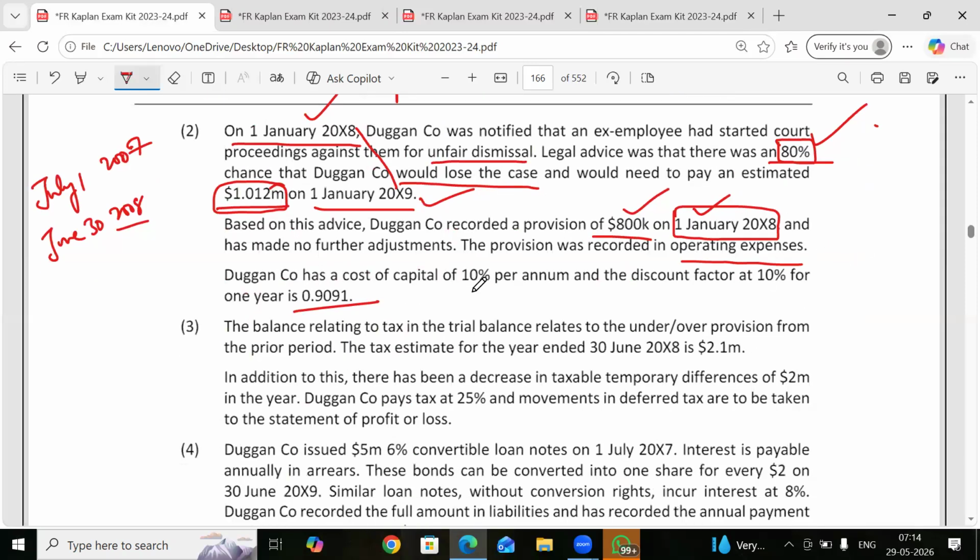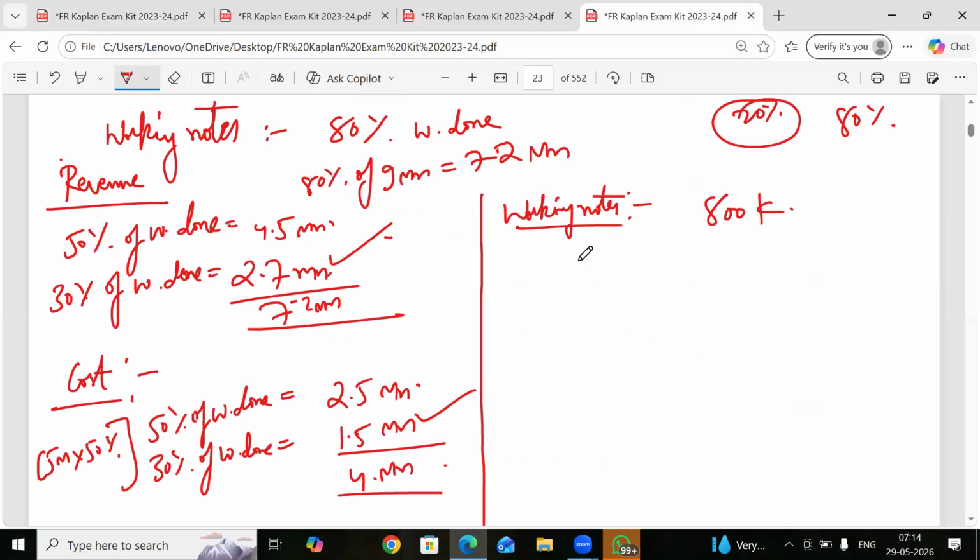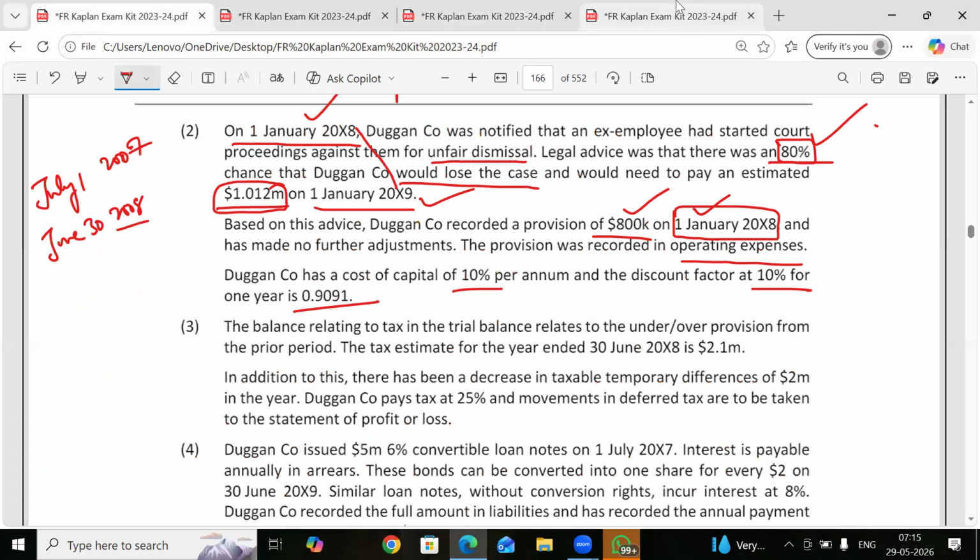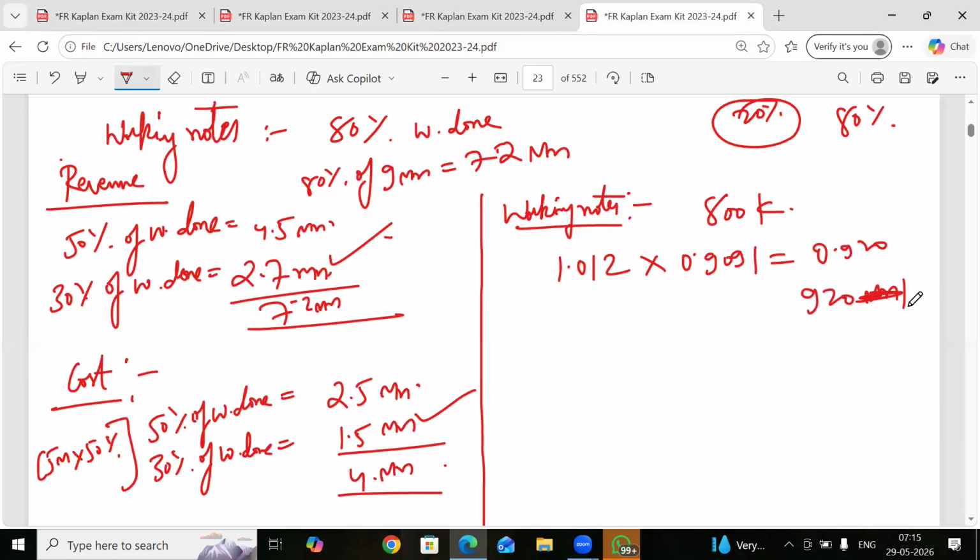So Duggan Company's cost of capital is this and the discount factor is this. So we'll make the present value of this: 1.012 into 0.9091. It comes out to be 0.920, which is almost 920 million. Okay. Or 920K, you can write down whatsoever. So they have to make this much provision.